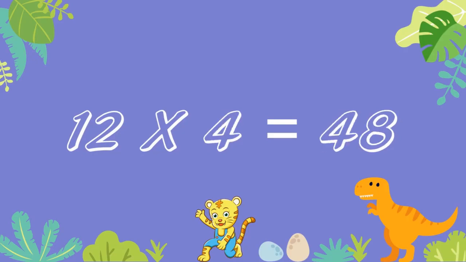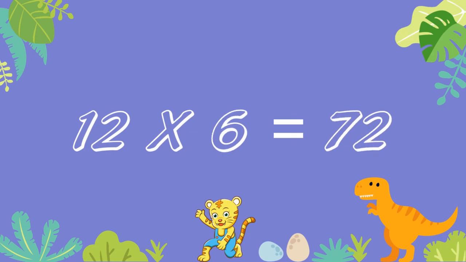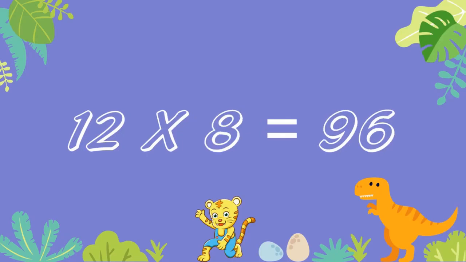12 fours are 48. 12 fives are 60. 12 sixes are 72. 12 sevens are 84. 12 eights are 96.